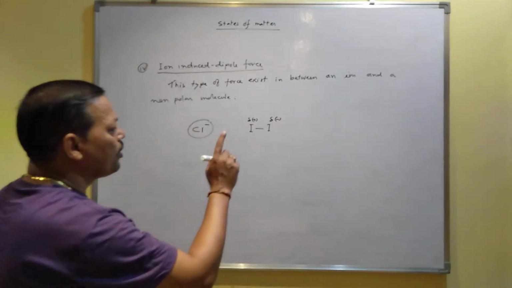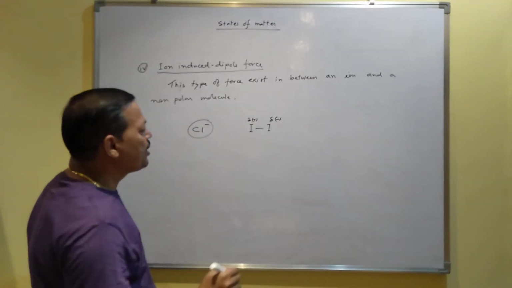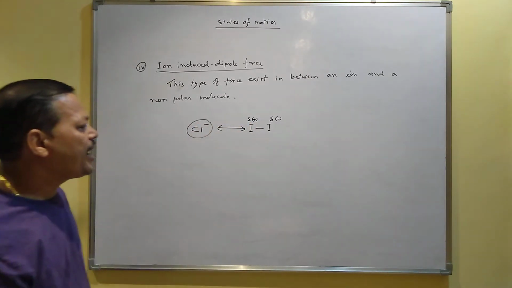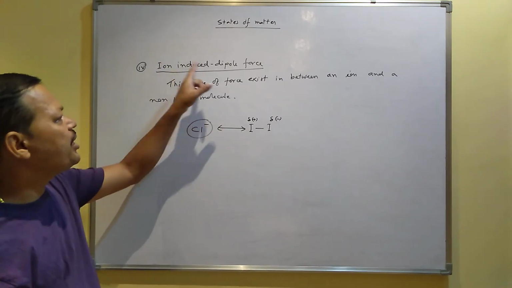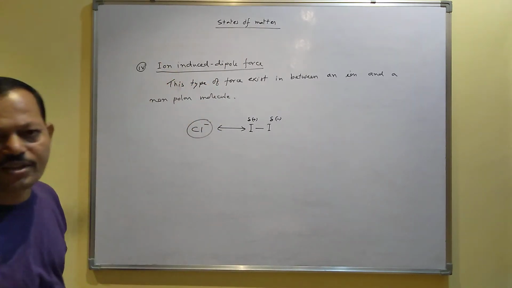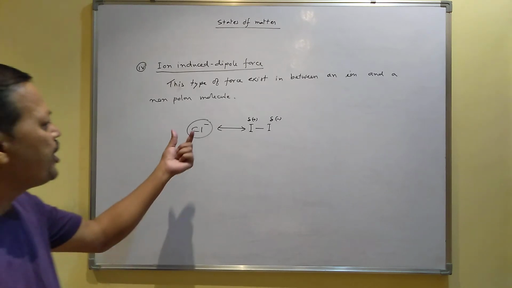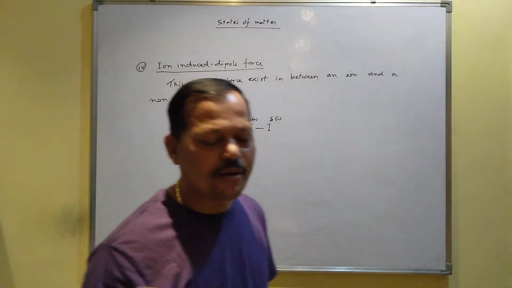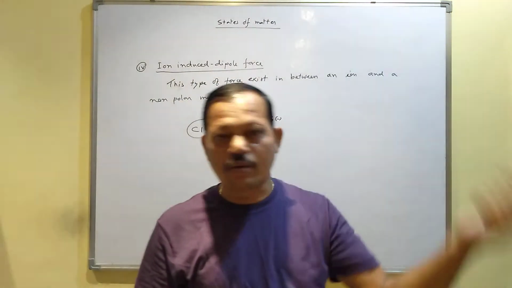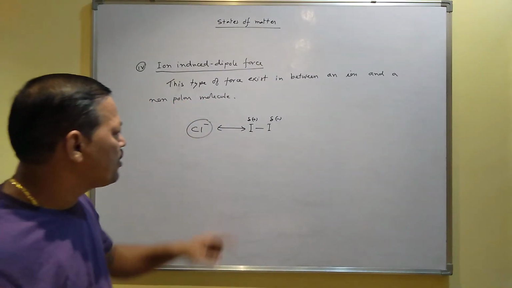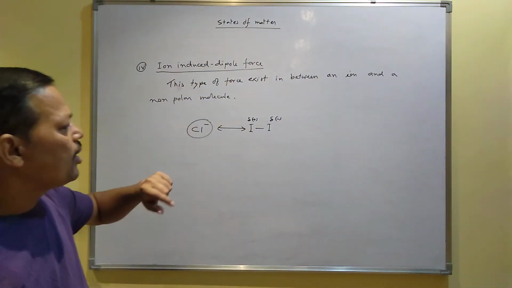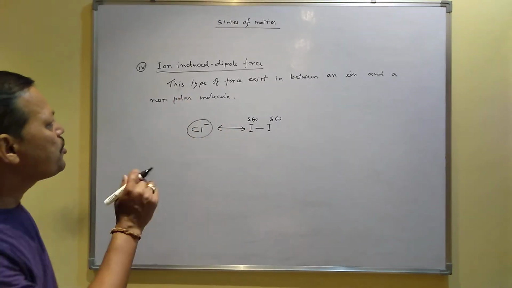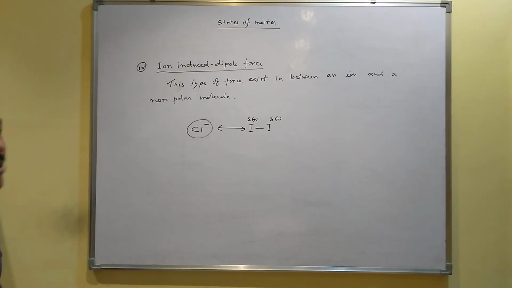So when this iodine becomes positively charged, some force of attraction takes place between this positive end and this negative end, and this type of force is called ion-induced dipole force of attraction. I mean, this type of force exists between an ion and a non-polar molecule. Under the influence of some ion, a non-polar molecule may be turned into a polar molecule, and this is called the induced dipole. Initially it was non-polar, but under the influence of this ion it becomes polar, and that's why this type of force is called ion-induced dipole force.